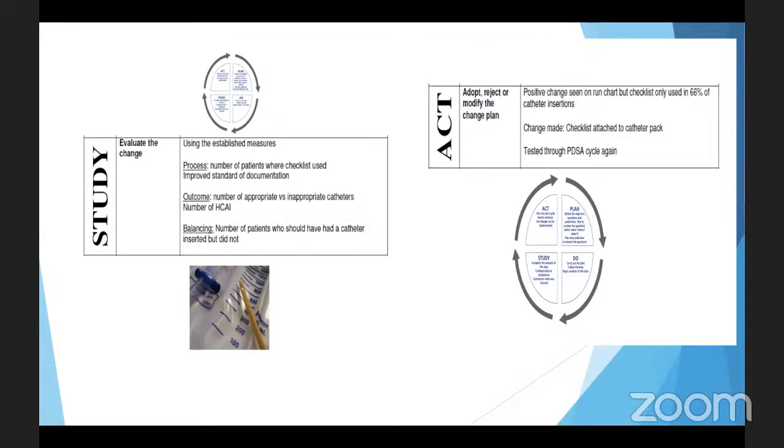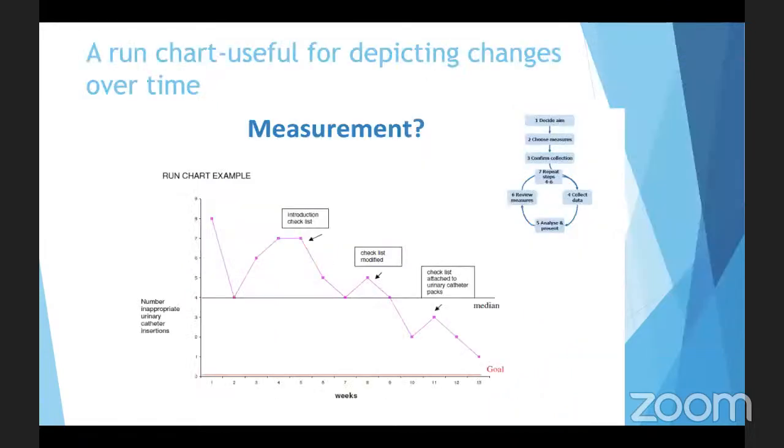It's just that your audit cycles should be based on this concept: you should have a plan, which is the synopsis, then you implement that plan, then you study its outcome, and then you see whether to act on your intervention, reject it, or retest it, all these things. Okay.